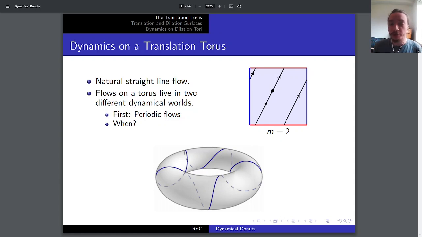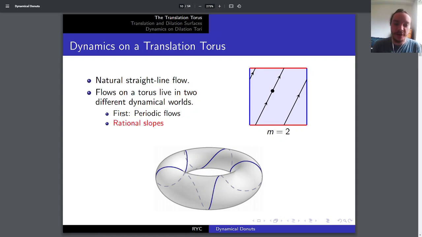come back to where we started and have this periodic flow? Well, as it turns out, it's going to happen whenever the slope of our direction, so whenever the slope of our line is a rational number. So whenever we have a rational slope, then we're going to come back to where we started. So in this case that we've been showing, we had the slope m equals 2. And what that means is, whenever we move over by 1, we go up by 2.